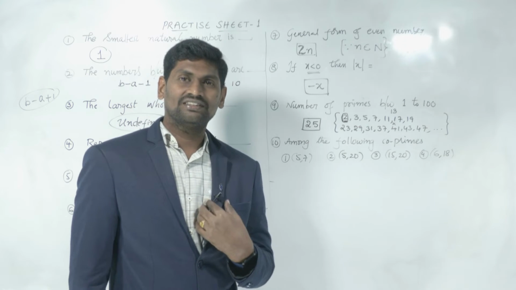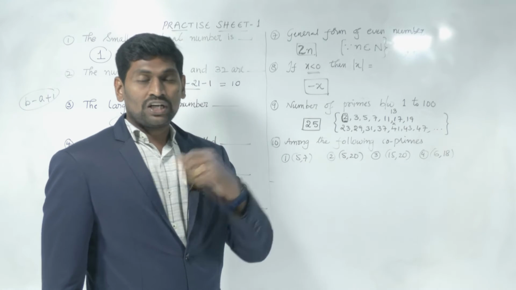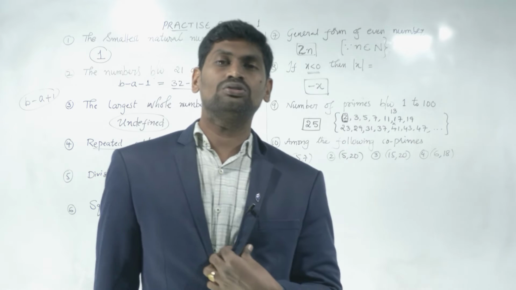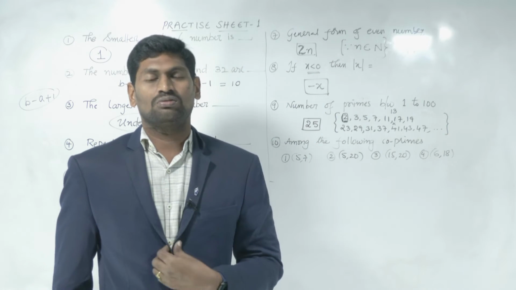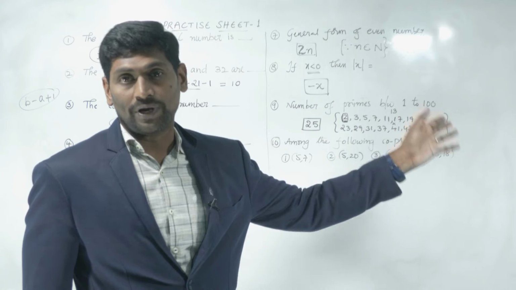Did you get it? Yeah. So simply, I told you already one more time, if you take any two consecutive numbers, most of the time they are satisfying as co-primes.